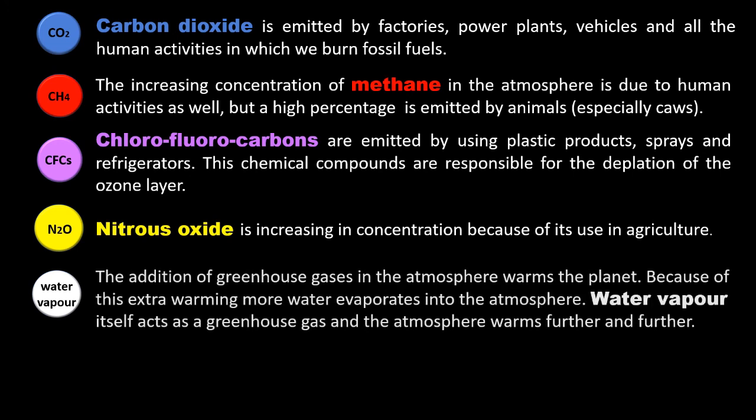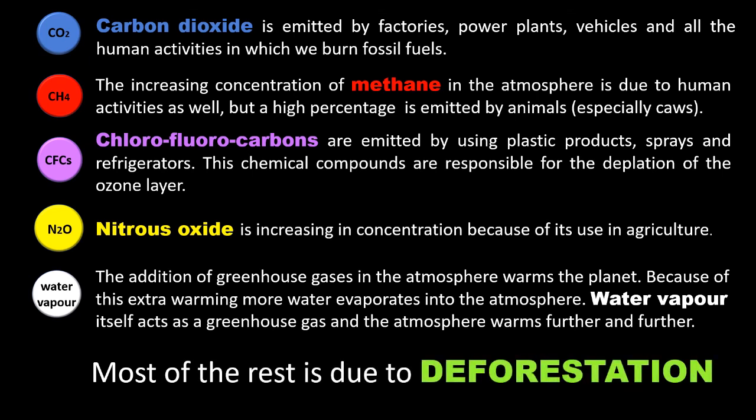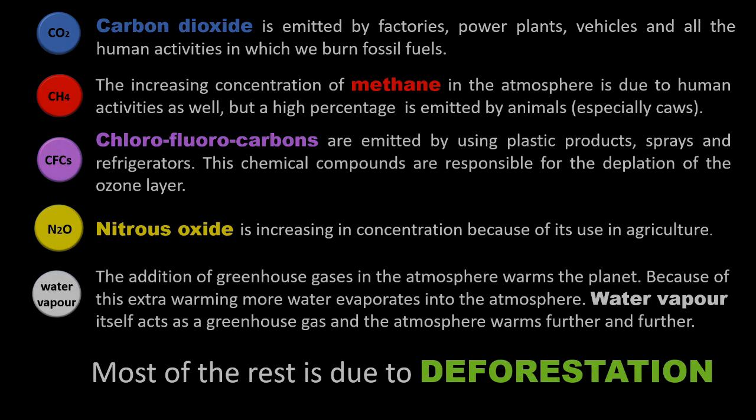The addition of greenhouse gases in the atmosphere warms the planet. Because of this extra warming, more water evaporates into the atmosphere. Water vapor itself acts as a greenhouse gas, and the atmosphere warms farther and farther. Most of the rest is due to deforestation.